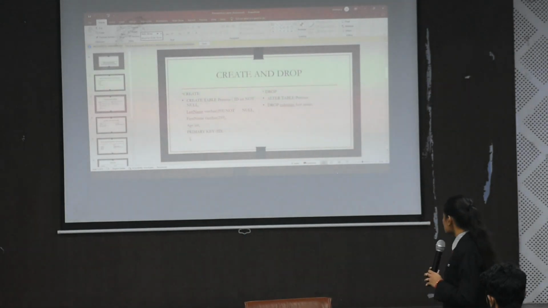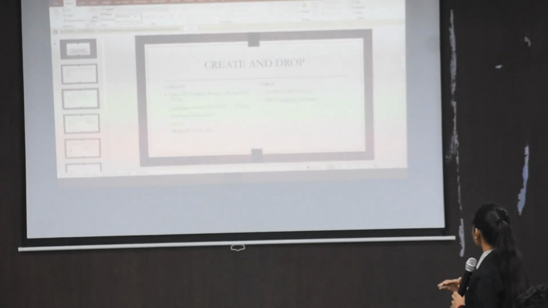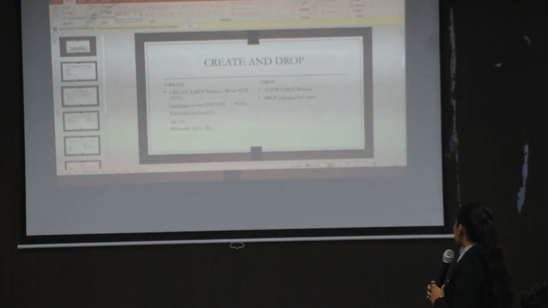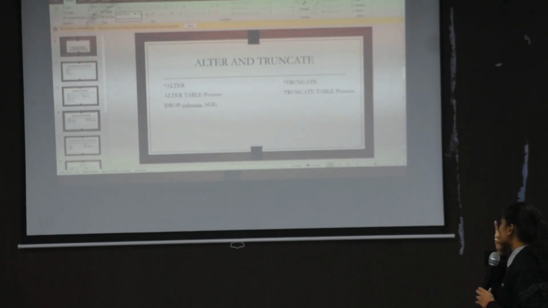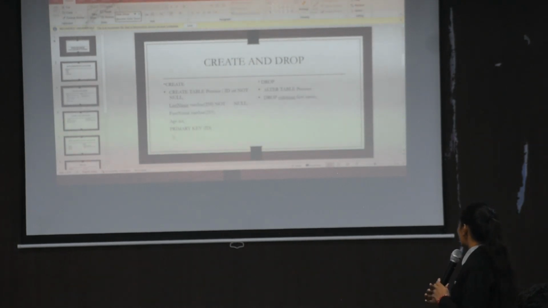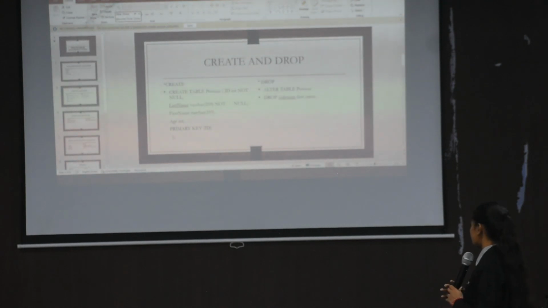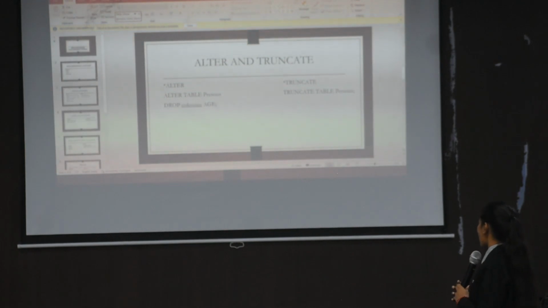Drop. The drop command is used to drop a table, like we will delete a table. To drop a column, we will use the alter command. Alter table name drop column first name. First, we will create a table. In that table, we will drop the column name, last name, first name.